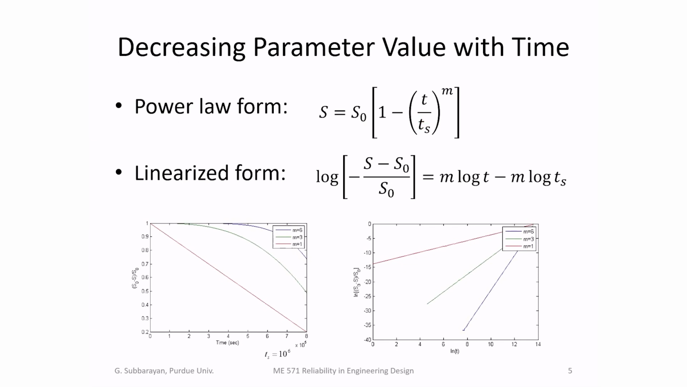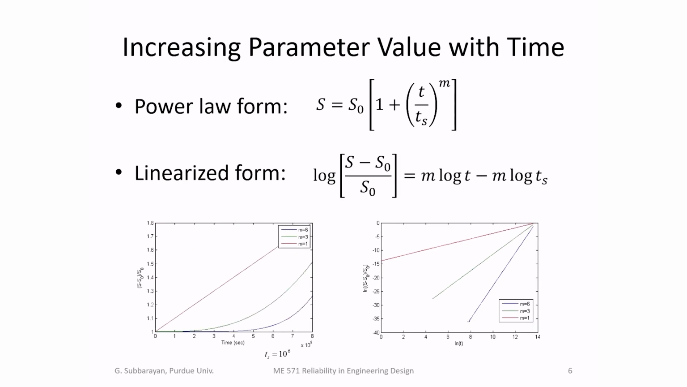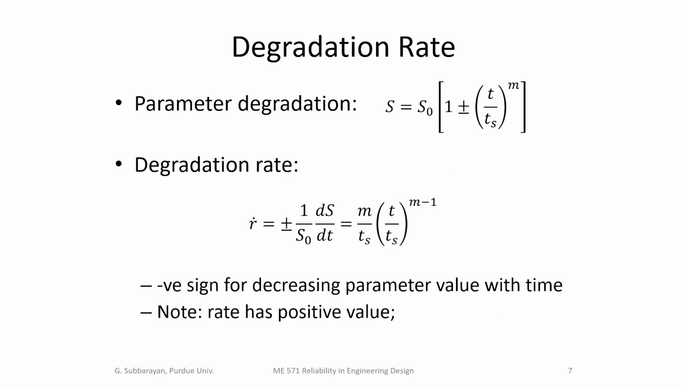And because that's much more physically intuitive for us, A naught is not as intuitive. So that's the reason why we chose to express it as Ts, because we know Ts has units of time. It's a scaling constant. So now you can look at the degradation rate. The degradation rate has this form, T over Ts to the power M minus 1.